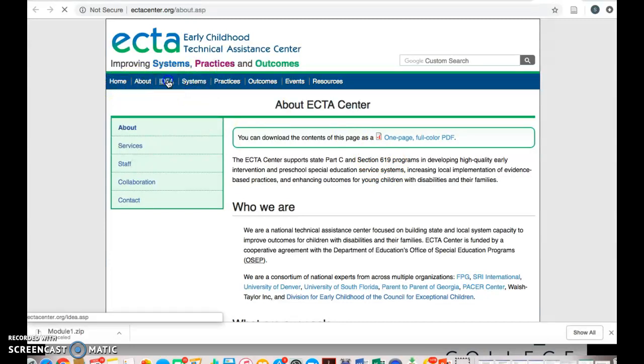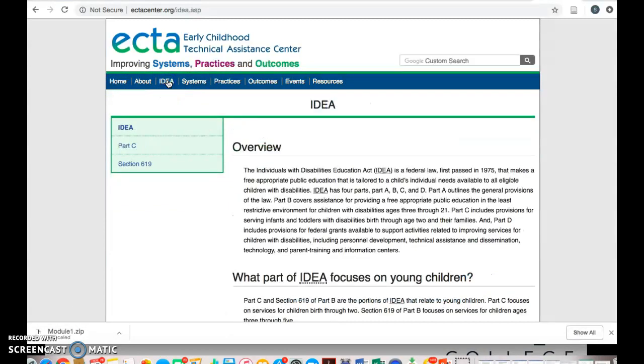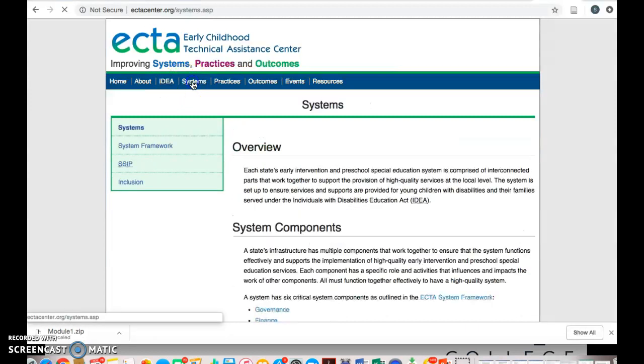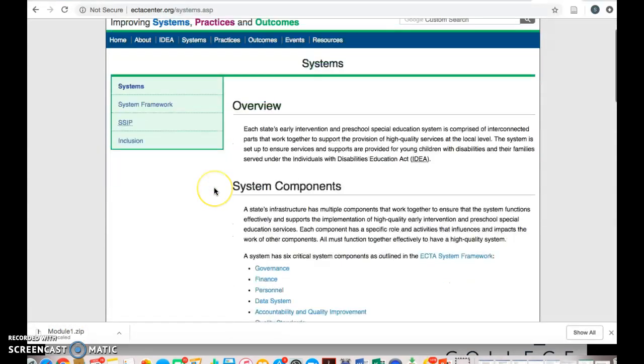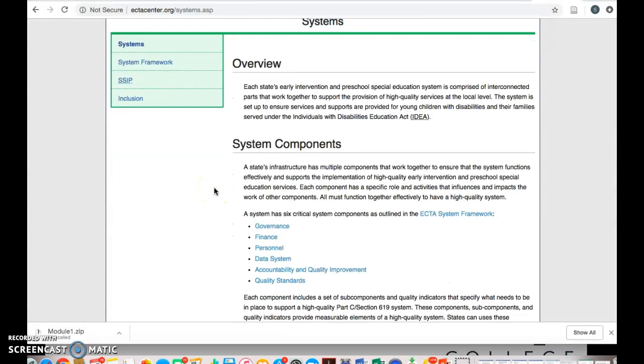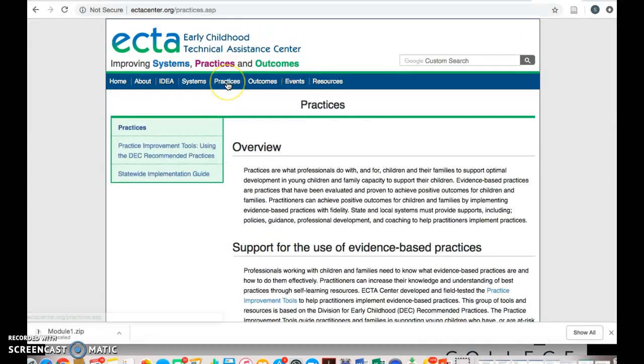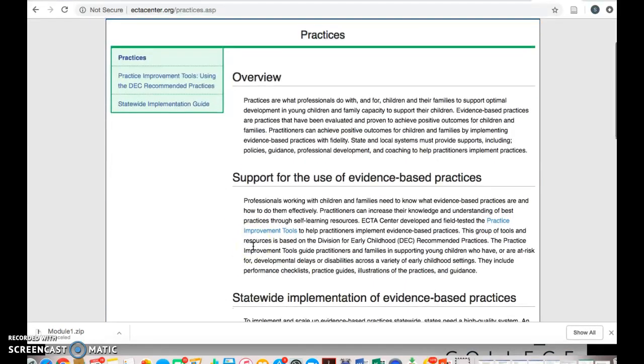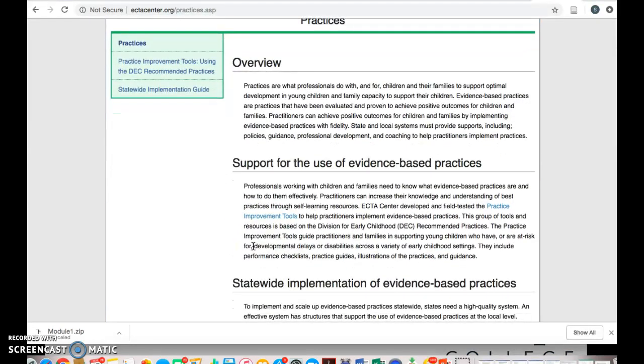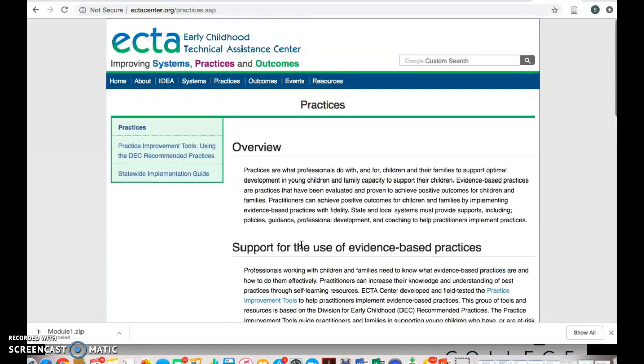So this is a great website if you want to refer back to IDEA, systems like government, financial, data systems, quality standards, practices. So again, supporting the use of evidence-based practices, which is connected to your assignment, is looking at recommended practices that are evidence-based.